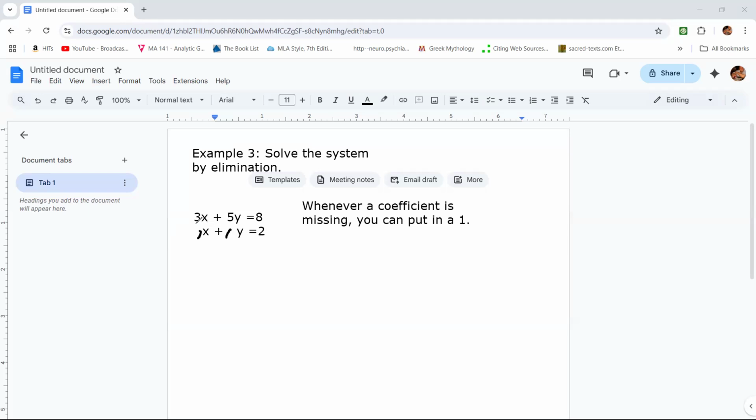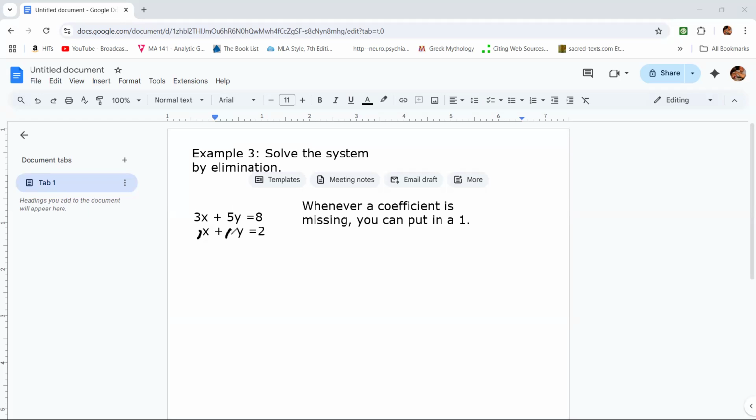Remember, the coefficients are the numbers in front. So the coefficient of this top x term is 3. The coefficient of this y term is 5. The coefficient of this x term is positive 1. I had to put it in. The coefficient of this y term is positive 1.